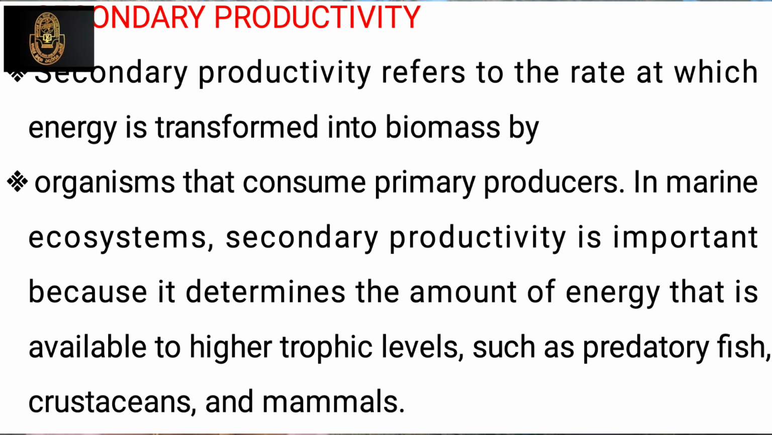Deep sea is another one of the ecosystems. The deep sea is relatively unproductive, with low light levels and lack of nutrients limiting the growth of phytoplankton and other primary producers. Secondary productivity is a very important productivity. Secondary productivity refers to the rate at which energy is transformed into biomass by organisms that consume primary producers. In marine ecosystems, secondary productivity is important because it determines the amount of energy that is available to higher trophic levels such as predators, fish, crustaceans and mammals.